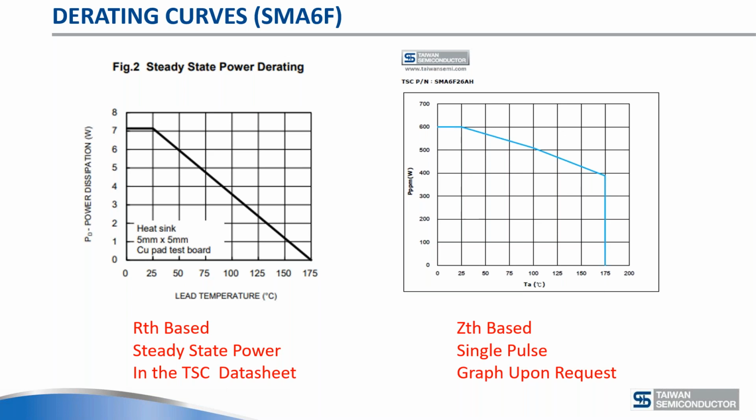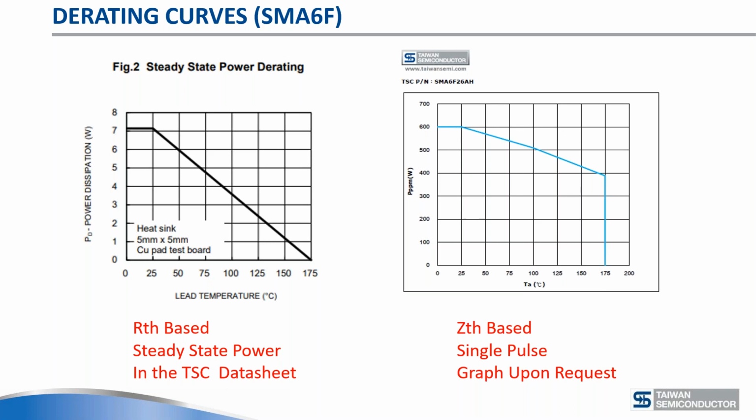The second one on the right is a completely different animal. On the far right-hand side, you see that at 175 degrees C, the device can still dissipate around 400 watts. That refers to a 10/1000 pulse. What does that mean? The first thing, obviously, is that the junction temperature is going to be exceeded. This is actually quite common with short pulses. The junction temperature can be exceeded.